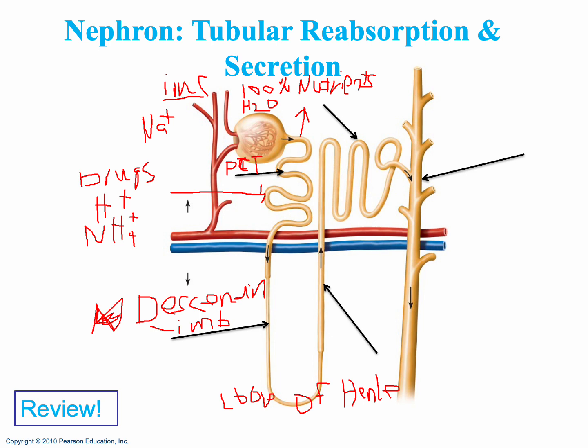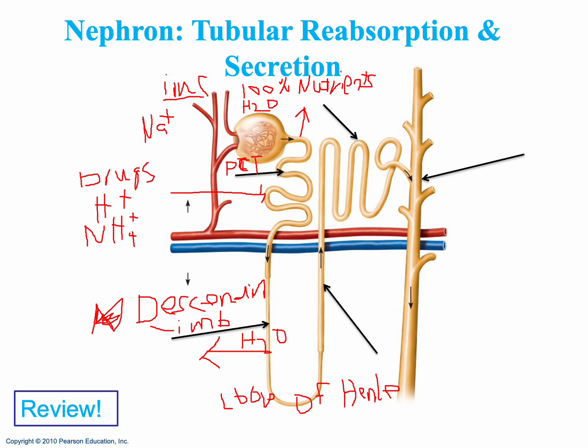So descending limb. The main item that is undergoing tubular reabsorption here in the descending limb, of course, is going to be your water. Water leaves through osmosis in the descending limb. And so the filtrate, again, becomes very concentrated with the water leaving, especially when you get to the bottom of the loop of Henle. And then when we go up here, we go up.